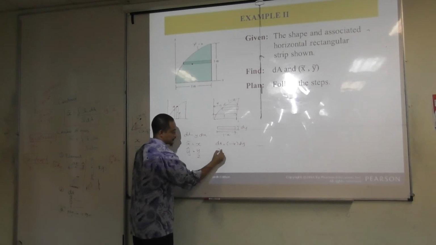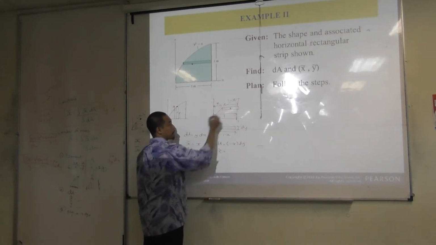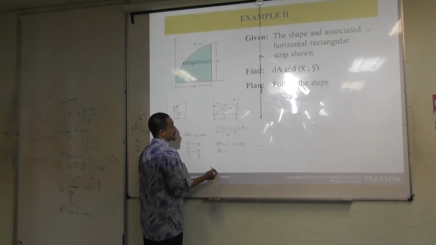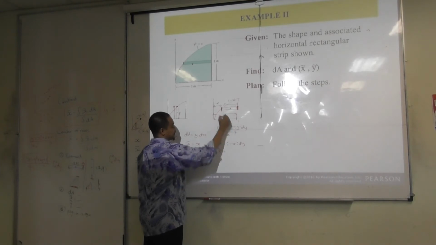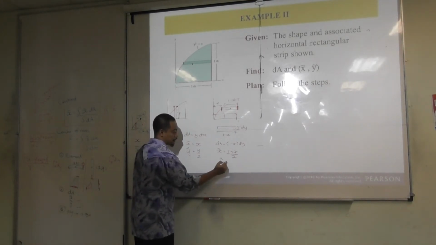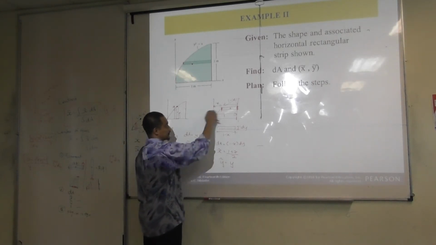What about x wave? x wave is the average. If you take the average between 1 and x, right? 1 plus x, divided by 2. y wave is y, right? It's the same level.